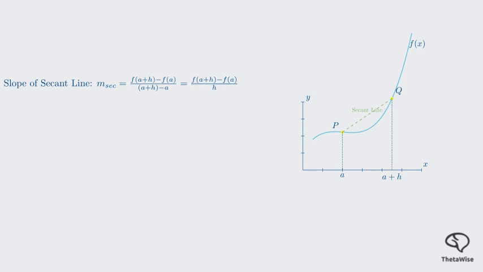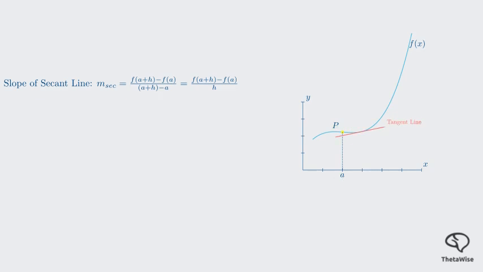Now here's the key idea. What happens if we make the second point closer and closer to the first point? In other words, what happens as h gets closer and closer to 0? As h approaches 0, the secant line becomes a better and better approximation of the tangent line. The slope of the secant line approaches the slope of the tangent line.